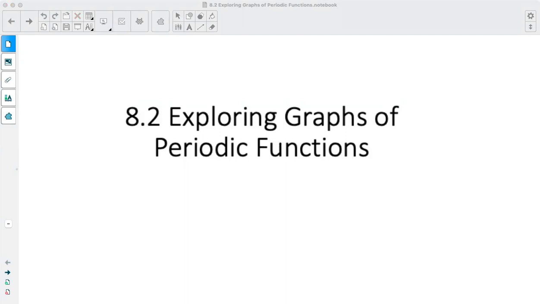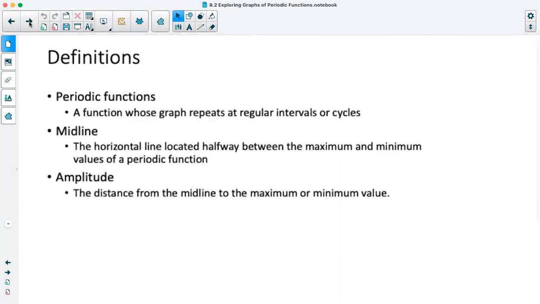Hi, today we are looking at section 8.2, which is exploring graphs of periodic functions. So these are functions that repeat with a specified pattern over and over again, and we'll primarily be looking at our graphs of sine and cos. So we'll look at some definitions first.